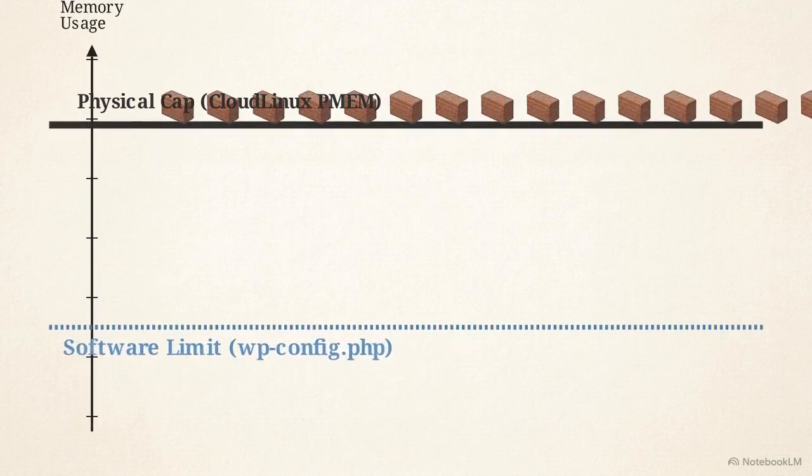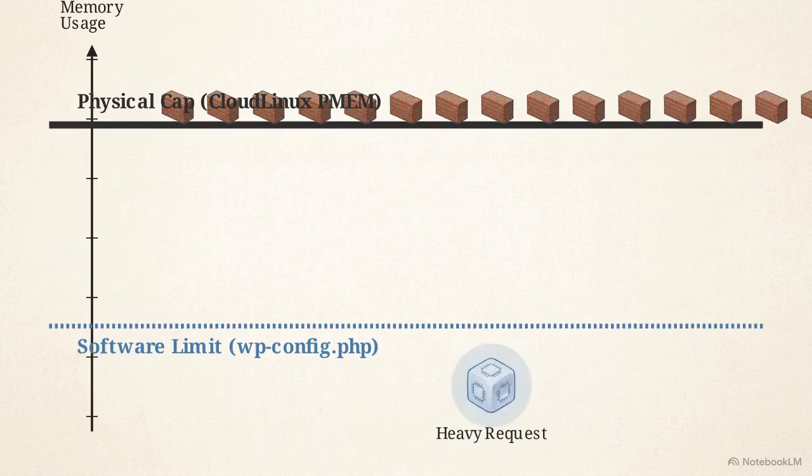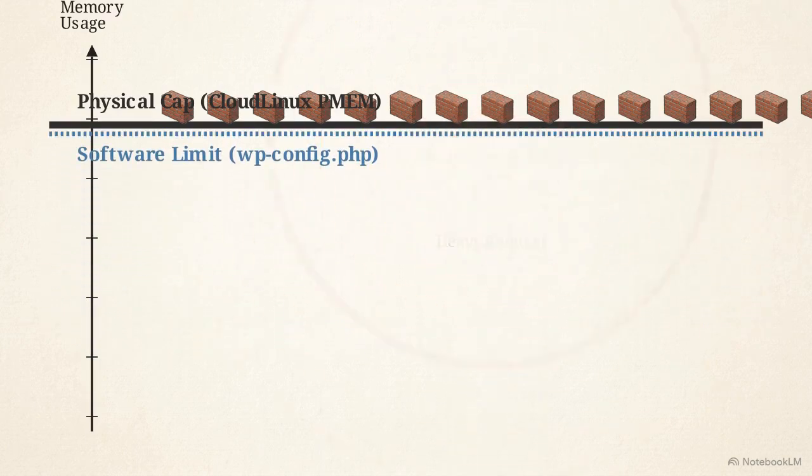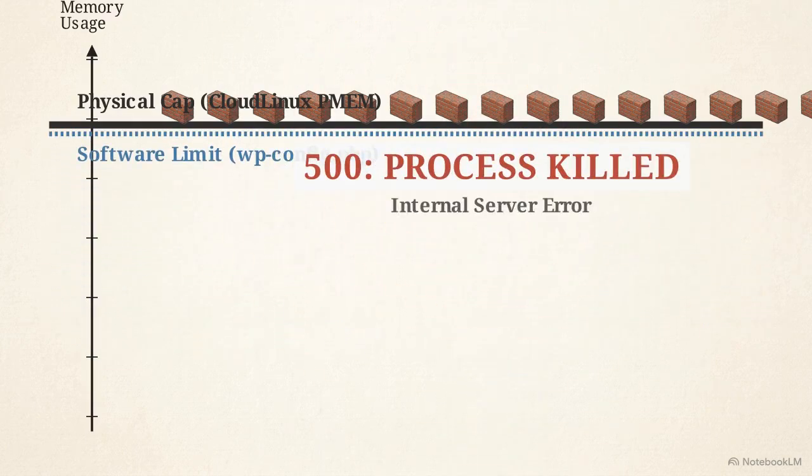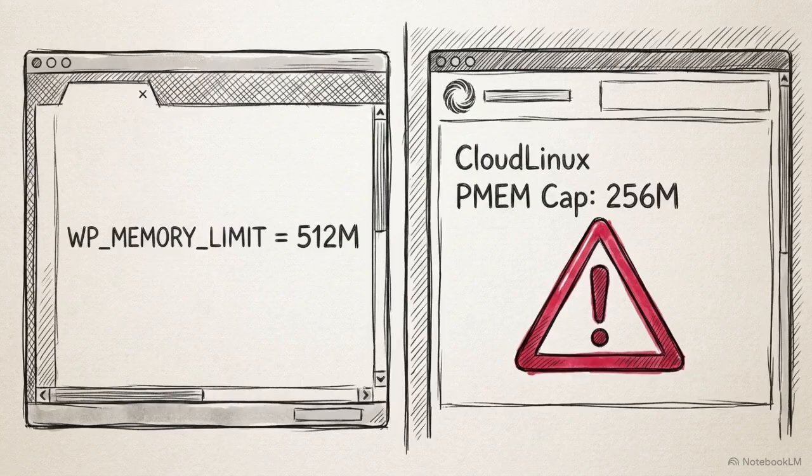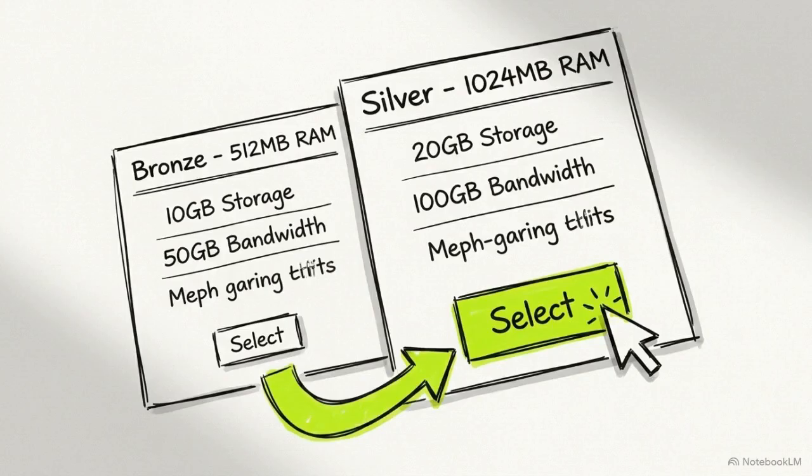This diagram shows the two ceiling reality. The lower dotted line is your software configuration. The solid brick line is the absolute CloudLinux cap. Push your WP config limit up, but once it collides with the physical cap, the server kills the process. Because you cannot bypass your host's physical memory barrier with a software snippet, this specific memory trap mathematically requires a server tier upgrade to clear.